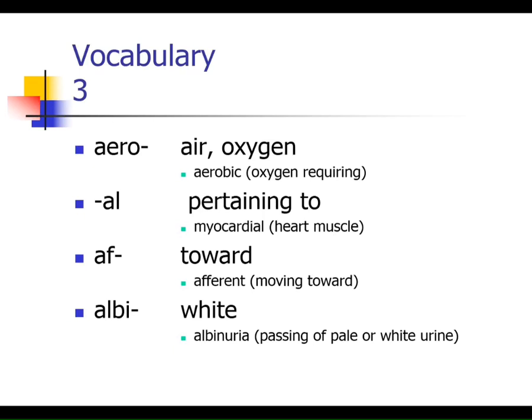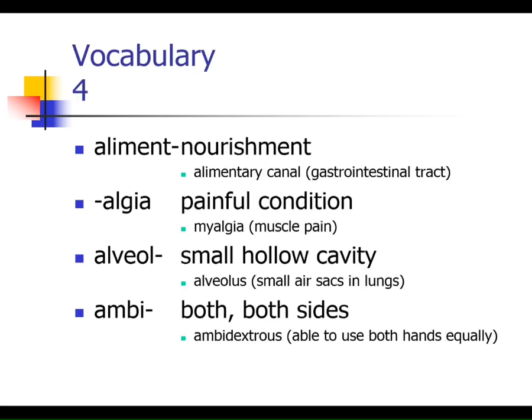I'm going to say afferent just to overemphasize it. Most people would just say afferent. But afferent meaning toward. It's going toward something. We'll talk about this when we get to the nervous system. And albi, think albino, white. Lastly for today, aliment, nourishment. Your digestive system is sometimes called the alimentary canal. It's the way by which we get nutrients. Algia, a painful condition.